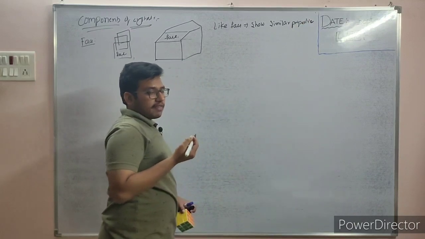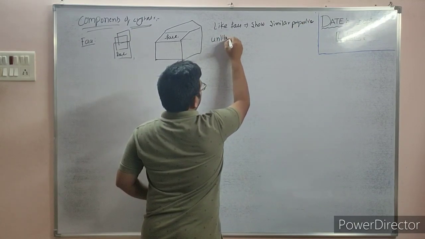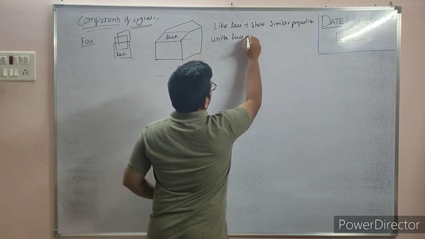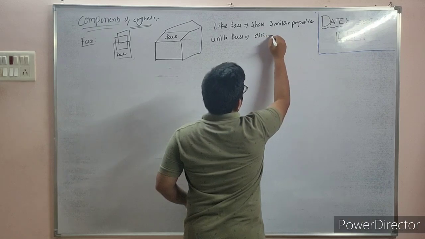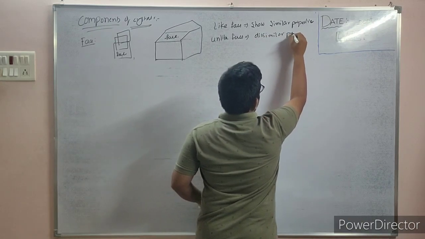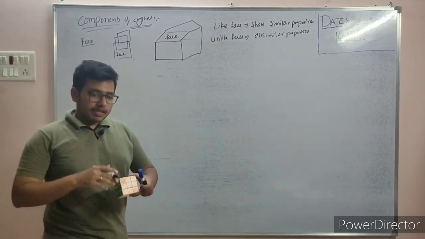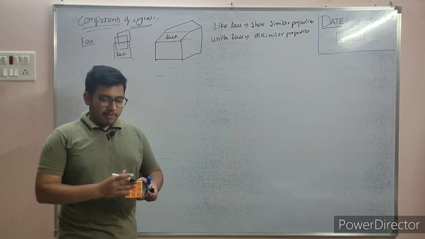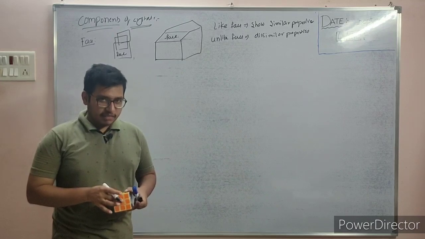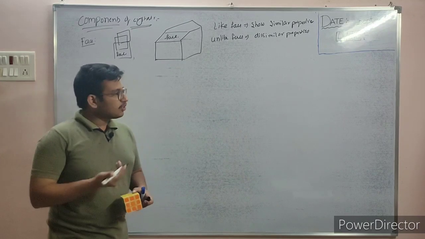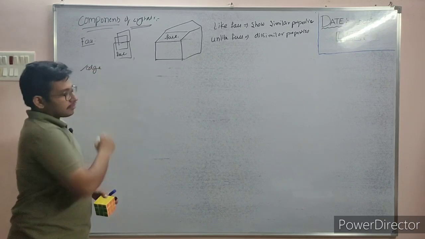When they said unlike phases, when they show dissimilar properties. Now what will be the second obvious thing you observe apart from phase? It is the edge, which is the intersection between two phases, right? So edge is also a component of a crystal.